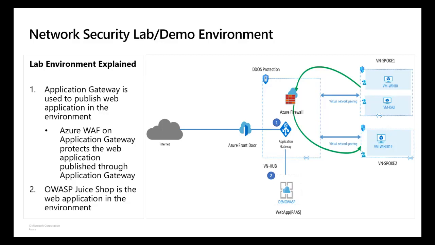In this environment, the application gateway publishes a vulnerable web application, which is OWASP Juice Shop, a standard web application which is used for security testing. And the idea here is that the Azure WAF on Application Gateway will protect this Juice Shop web application. The Juice Shop web application is also exposed directly on the internet with a public URL, which we will be using as a vulnerable endpoint. We also have a couple of spoke VNets here, where we have a few VMs, and we'll be using one of the VMs as our attacker VM for this demo.